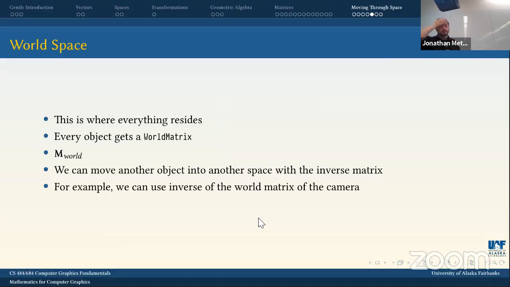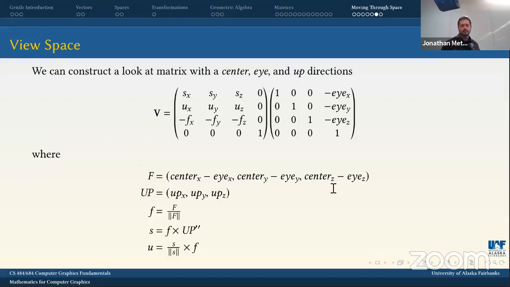Okay, so in world space. Generally speaking, this is where everything resides, and you give every object a world matrix, and then you can move another object into another space with the inverse matrix. And we're going to look at this for the camera. If you know where the camera is located in world space, then you can take the inverse of that matrix. And if I multiply the inverse matrix with the original matrix, I get the identity matrix. In other words, the camera is now at the origin. Everything else then is in the view of the camera, where it should be in relationship to each other.